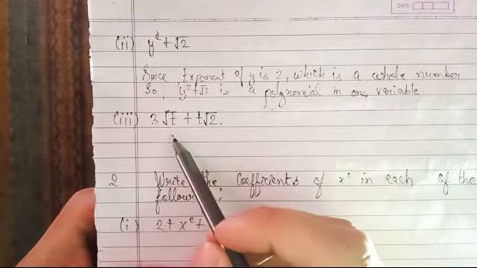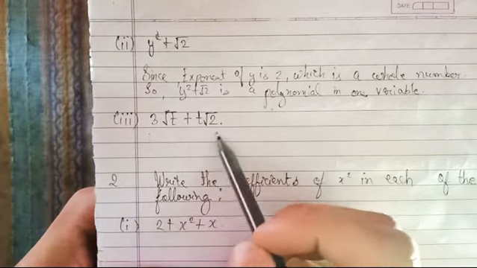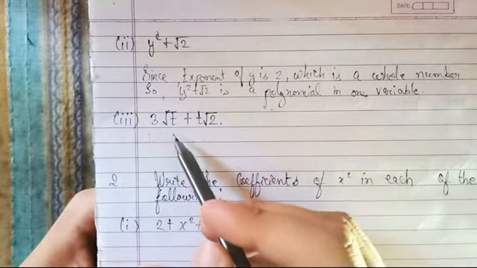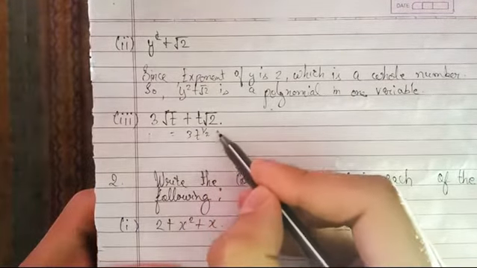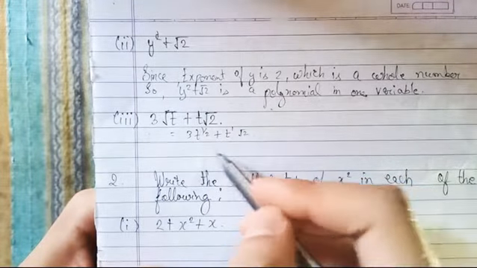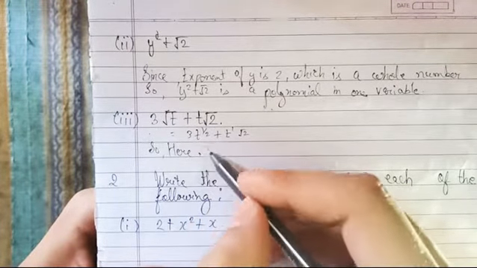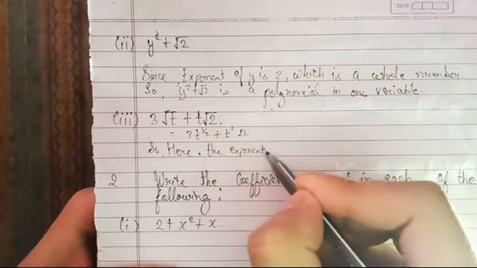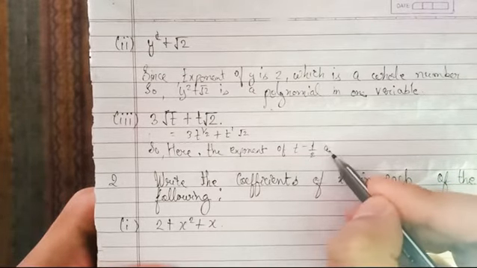Third one, 3 root 2 root t plus t root 2. So here we have to find whether it is a polynomial in one variable or not. See, this expression can be written as 3t raised to the power 1 upon 2 plus t raised to the power 1 and root 2. Okay, so here the exponent of t is equal to 1 upon 2 and t is equal to 1.